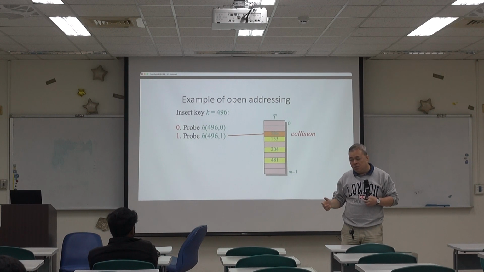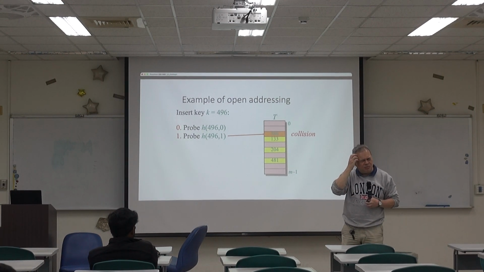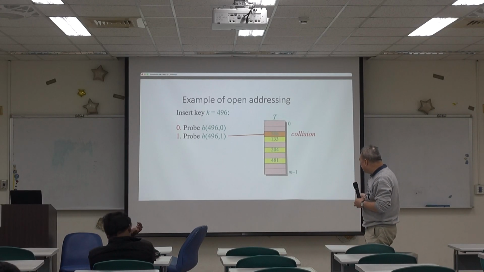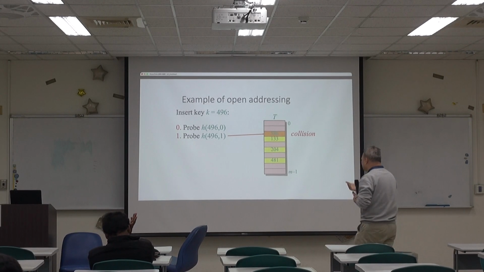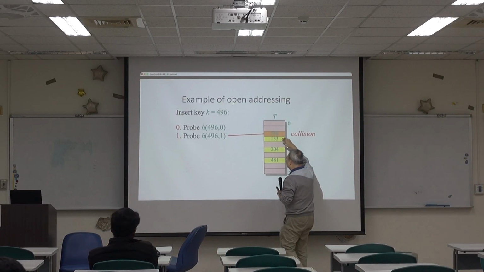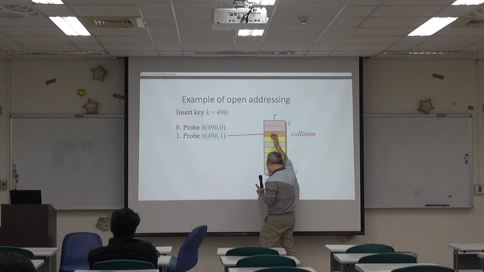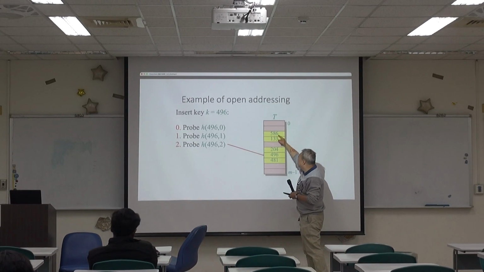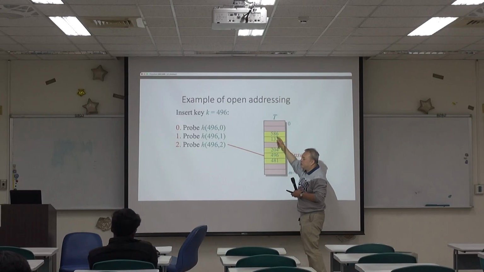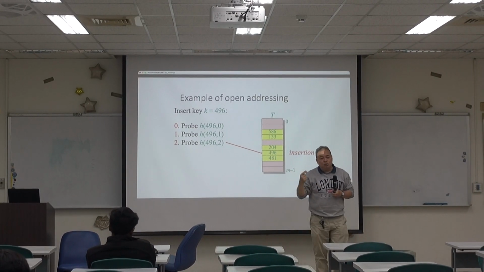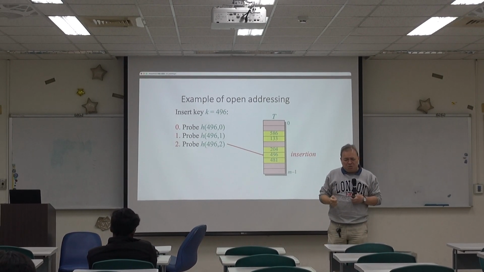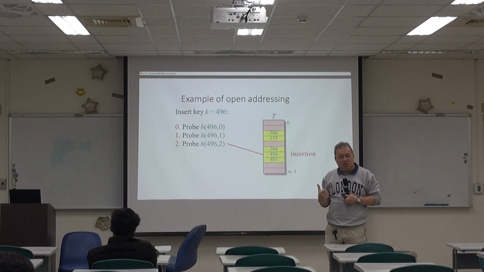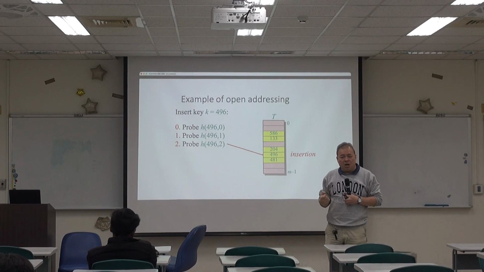But in this example, we have an issue. What if you delete this one? This is empty. So we conclude, oh, 496 is not there, but it is actually here. Because previously this one was empty, you don't get to find this record. So how do we deal with that?